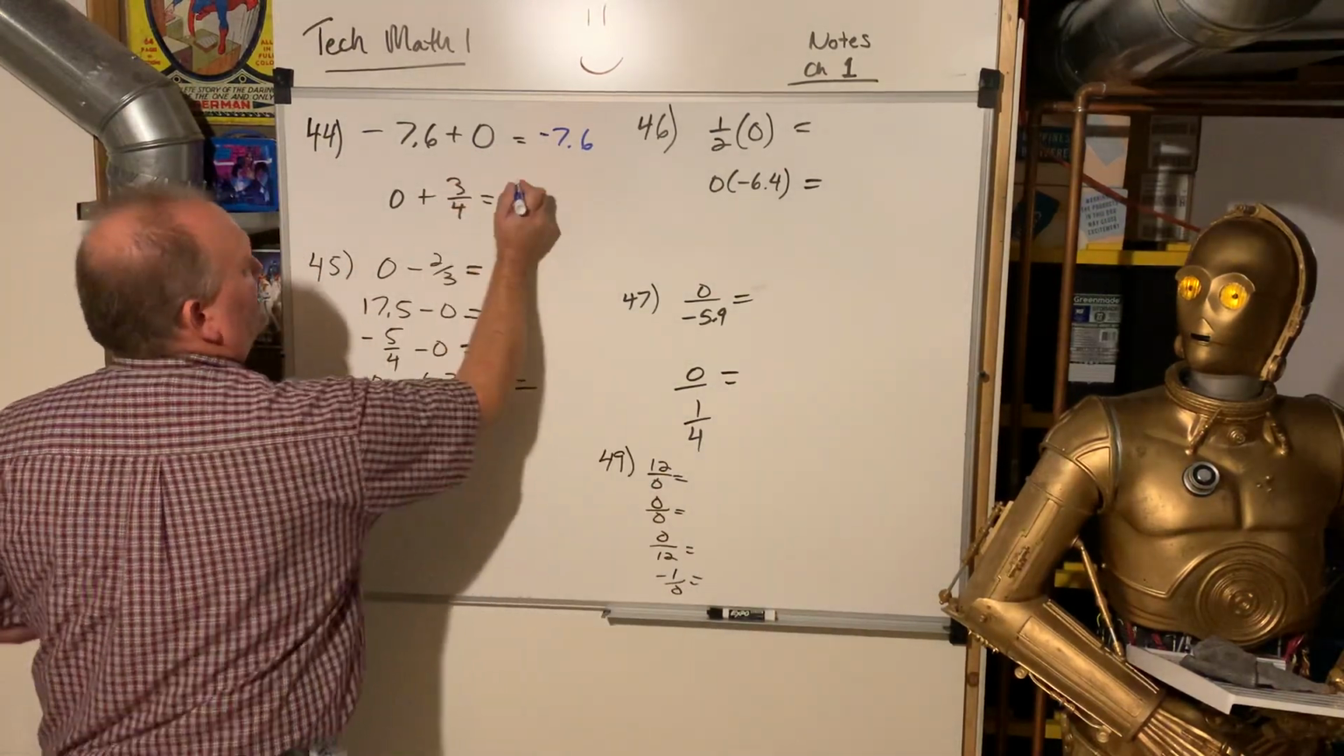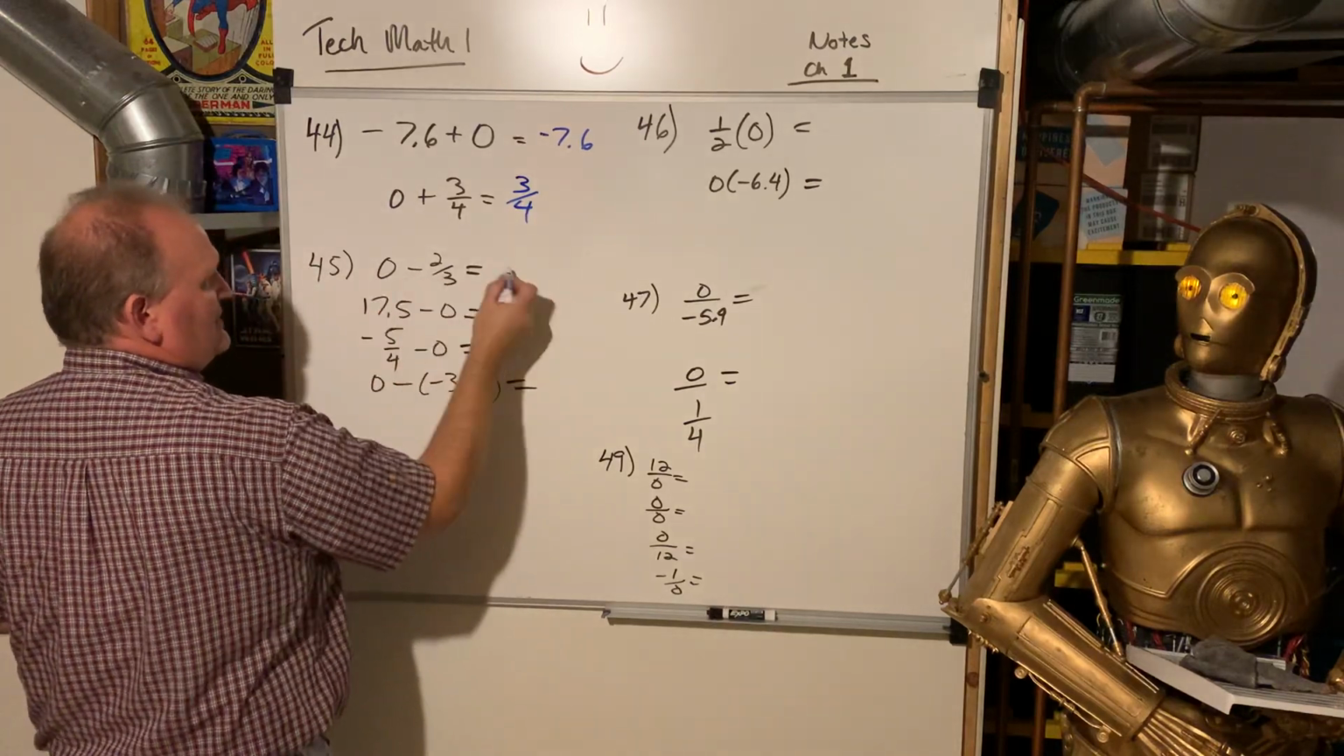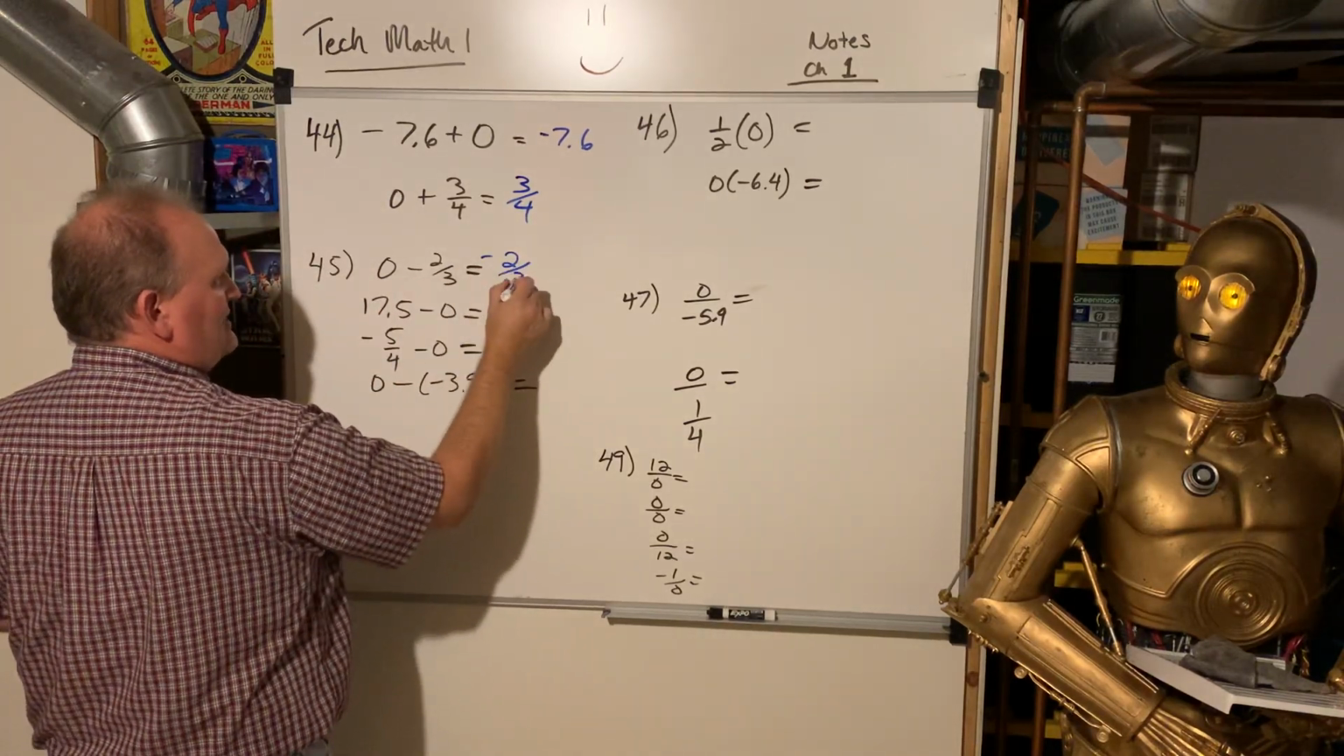All right, so 3/4. 0 minus 2/3: the negative is on the 2/3, so it stays negative 2/3.